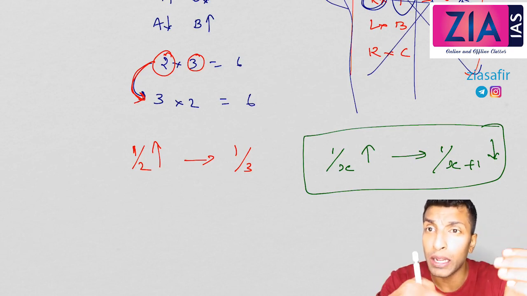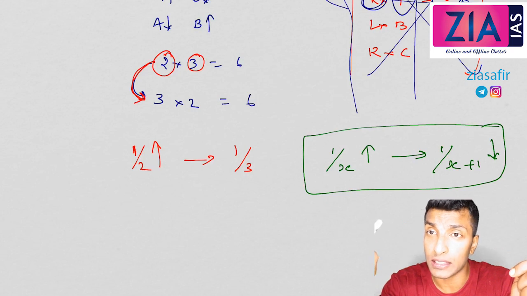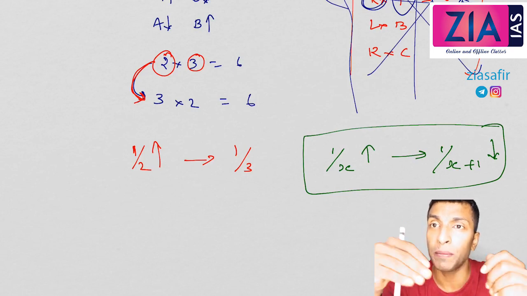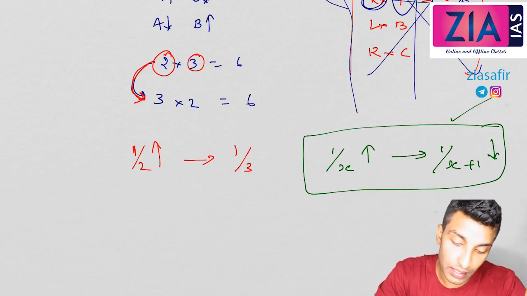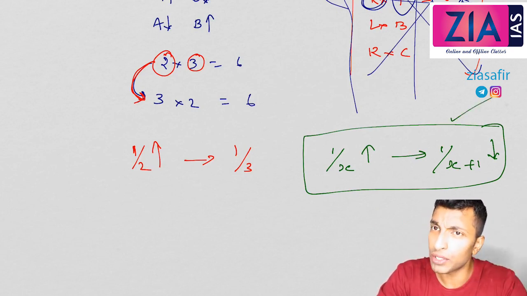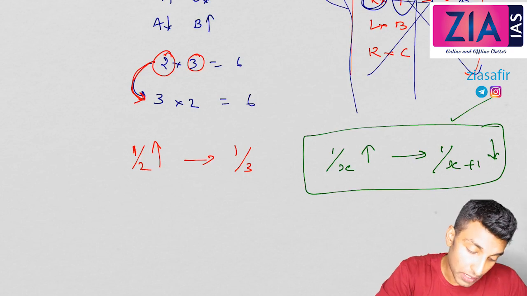What is 1 by 5? 20% increase means 16.6, that is, 1 by 6 will be the decrease. Okay, now that's what you need to know. This is the only thing that you need to know. Now the reverse also is true. Now let's take the opposite.